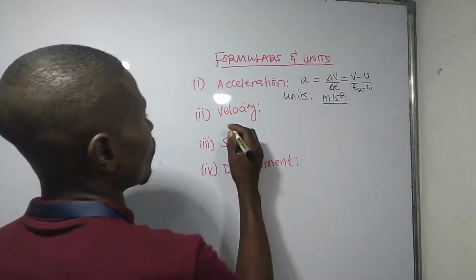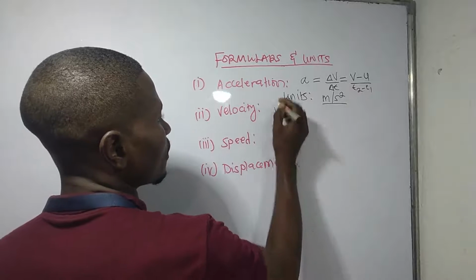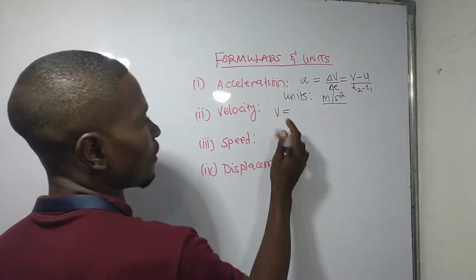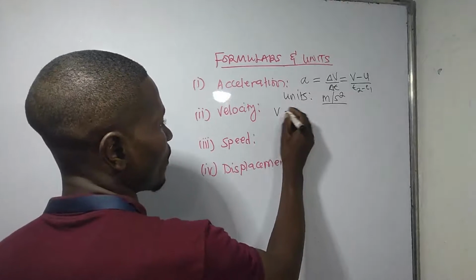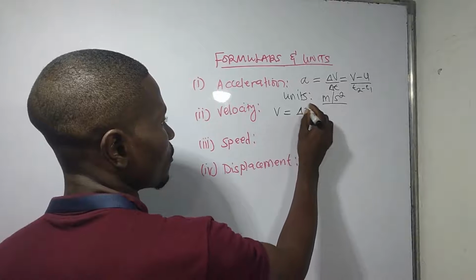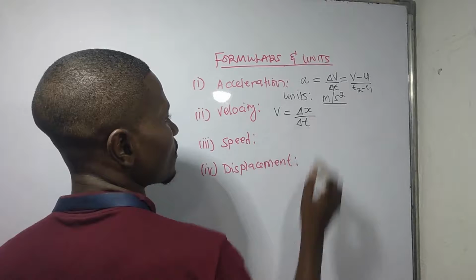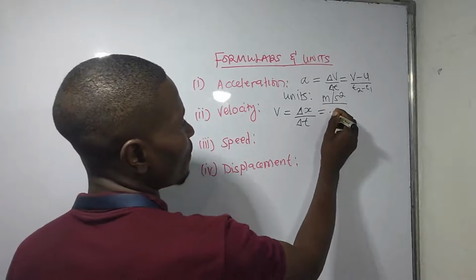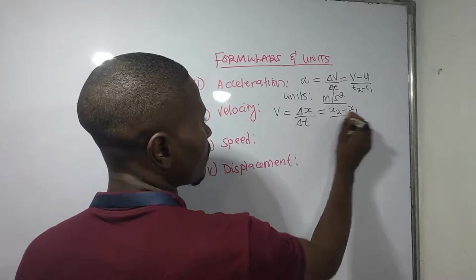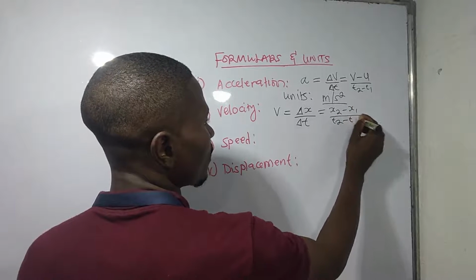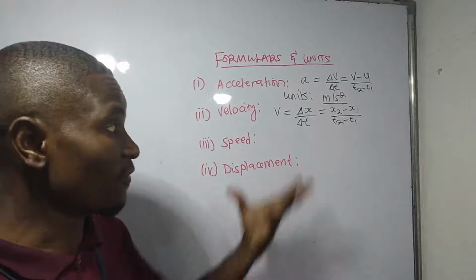Velocity is just the rate of change of displacement. So velocity equals change in displacement over change in time, meaning x2 minus x1 over t2 minus t1. That's a simple formula for velocity.